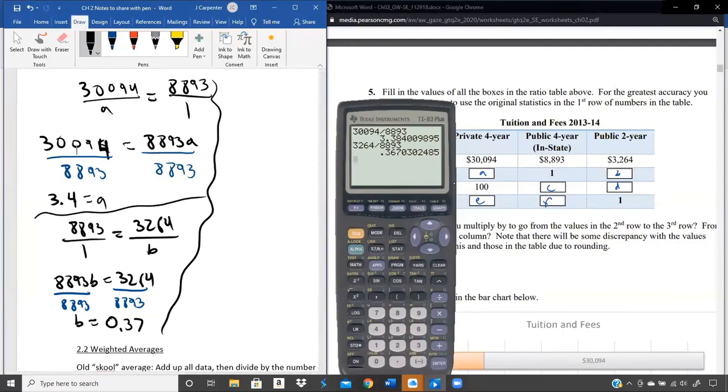That's the convenience of scaling to 1. How about B? For every $1 you spend at ODU, you would spend 37 cents at TCC. Again, that makes sense. You should be spending less than what you're spending at ODU.